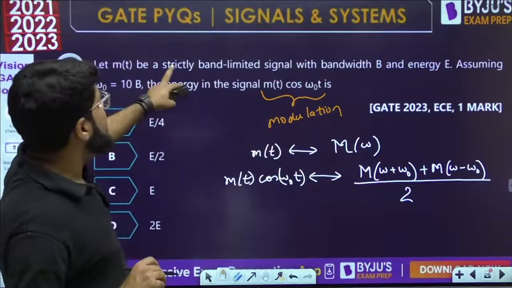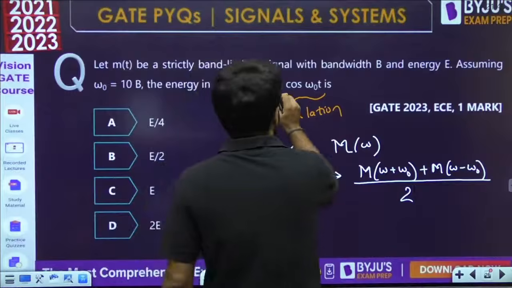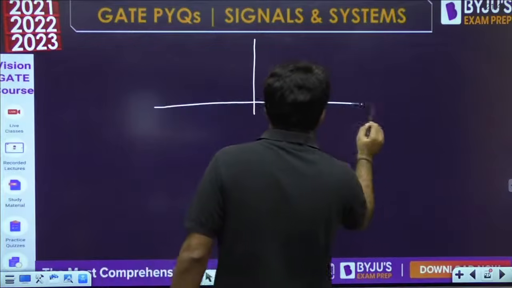Now m(t) is a strictly band limited signal with the bandwidth B and the energy E. It is a band limited signal with bandwidth B, but for bandwidth we know only positive frequencies are considered.